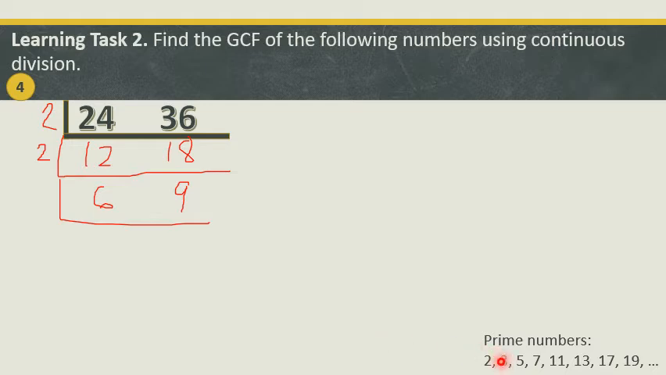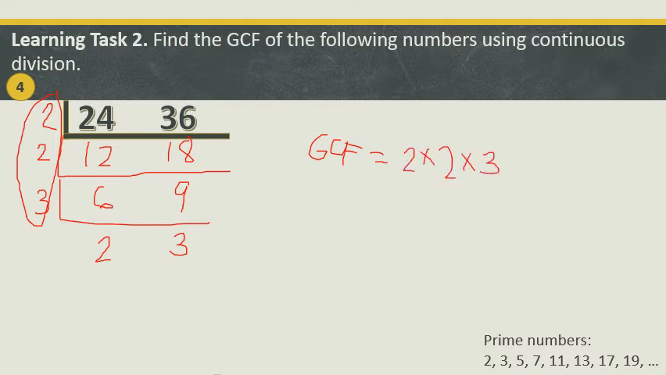So, diretso tayo sa 3. Sa 3, sila ay nasa skip counting by 3, so pwede natin i-divide sa 3 yan. So, 6 divided by 3 is 2. 9 divided by 3 is 3. Since ang 2 and 3 ay prime number, wala na silang common factor. So, ito na lang po ang ating ipagmumultiply. So, GCF equals 2 times 2 times 3. So, the answer is 12. Okay, so ito po ang greatest common factor ng 24 and 36.